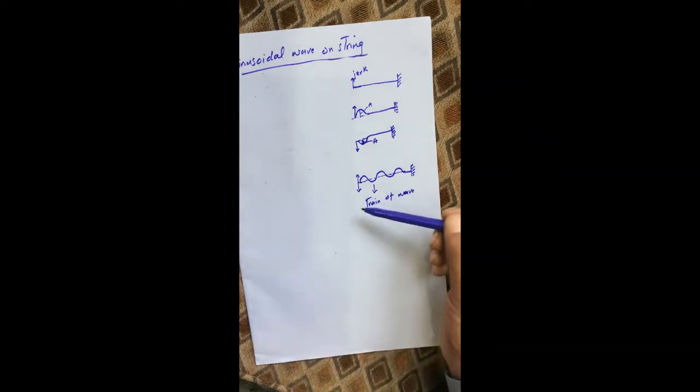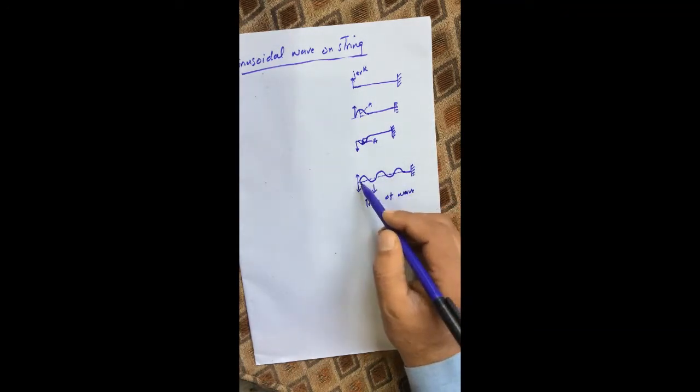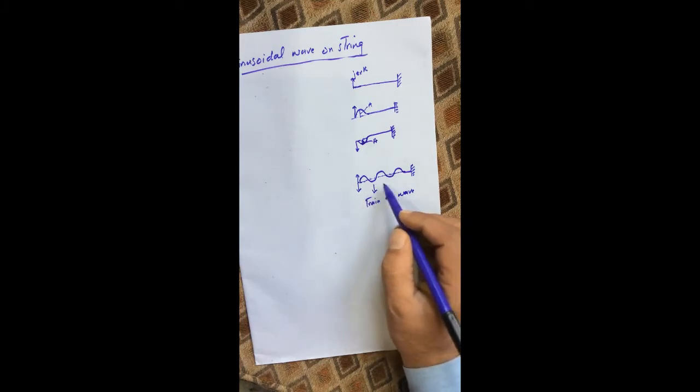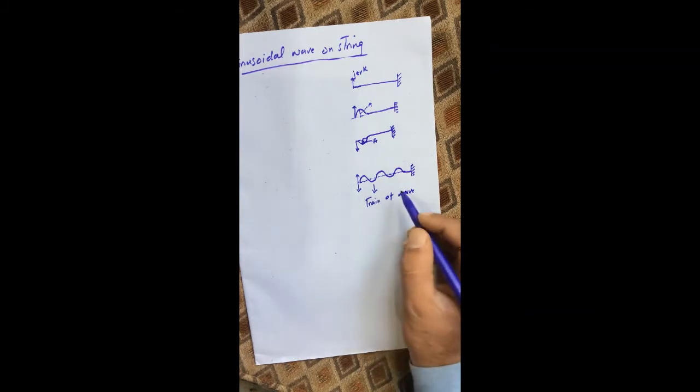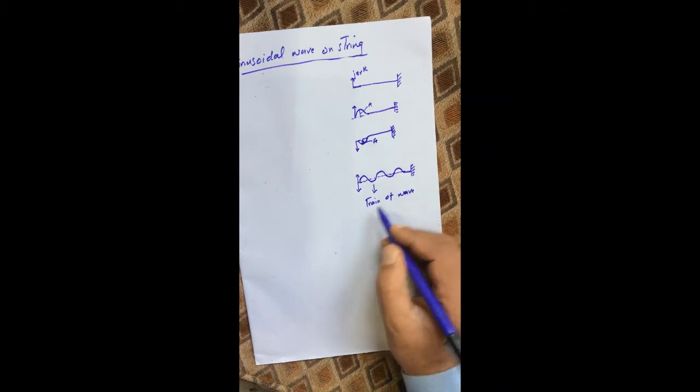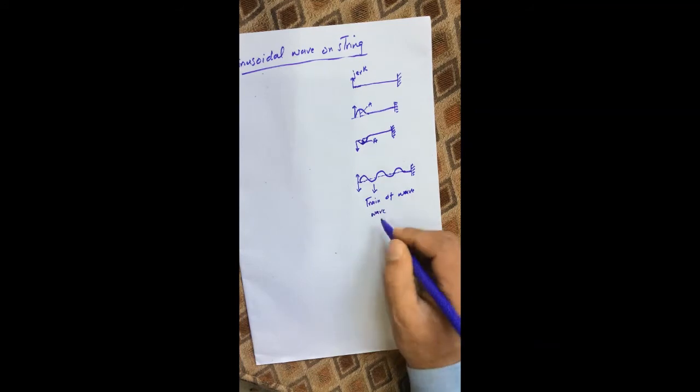So if we jerk the string up and downward periodically, we can produce a number of pulses. Here we have a number of pulses which we create by jerking the string both in upward and downward direction, with alternating positive and negative displacement of the medium particle. In this way we create a train of pulses. We normally call it a train of wave or wave train.